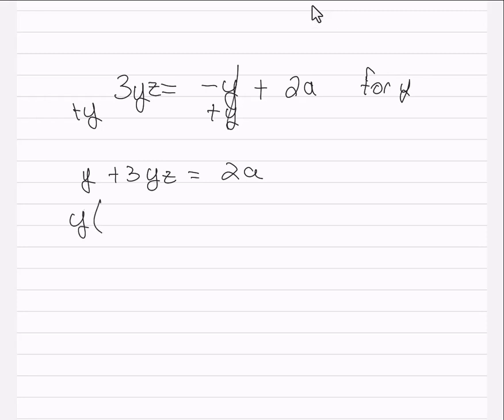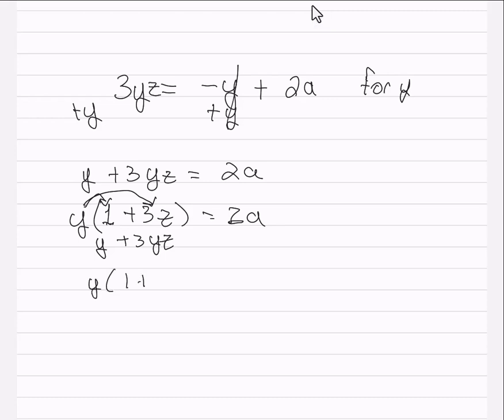Factor a y out, and when you factor a y out from y, you get a 1, because, well, let me finish writing it after I factor, and then from the 3yz I get a plus 3z equals 2a. Now the reason why I get that 1 is because if I multiply this back, if I distribute, I need to get back to what I had up here. So in order to get back to y plus 3yz, I have to have that 1 there. Because then if I distributed, I get y plus 3yz. So that means my factoring was correct. If I just ignored the y and pretended like it wasn't there, I would not get the right answer.